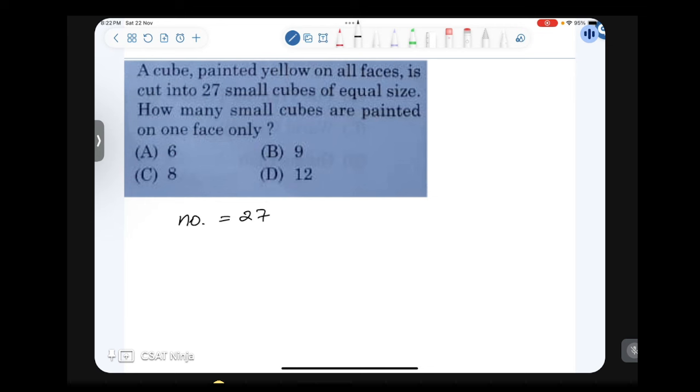Whenever you see this type of question, you need to form a cube using this. How do we form a cube? We form a cube by making this 27 into three factors. So how do we find three factors? You check if this number is a perfect cube or not. If it's a perfect cube, you use the perfect cube number. We know that 27 is a perfect cube. Why? Because it is 3 into 3 into 3. So that's the reason I'm using 3 into 3 into 3.